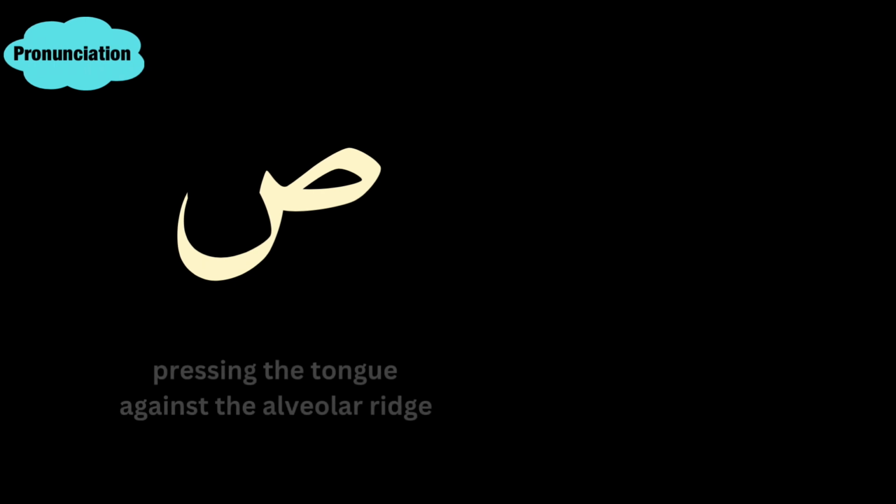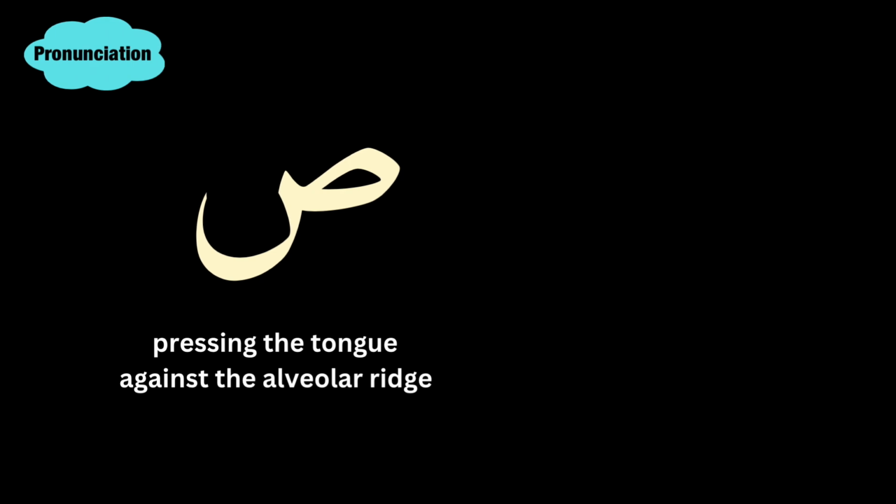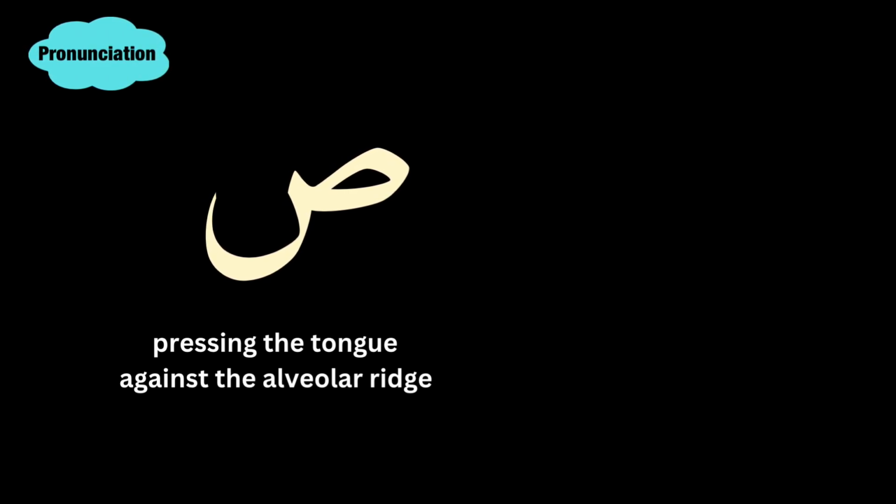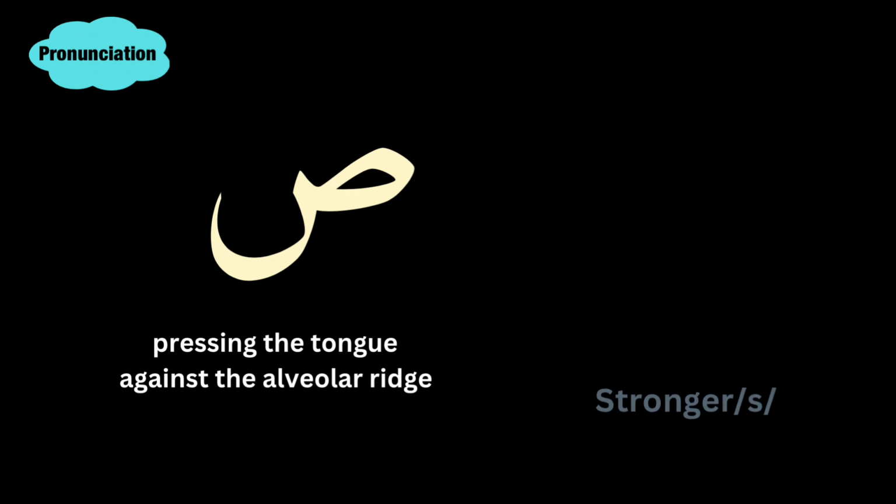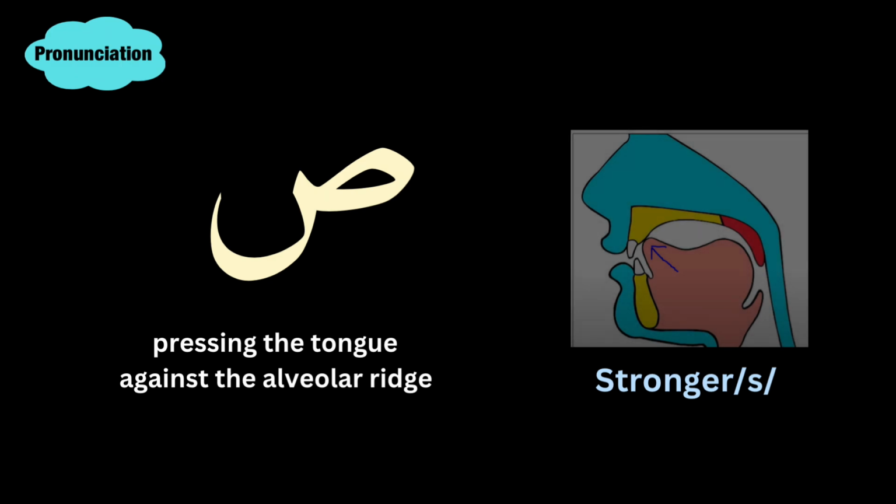So the first one is صاد, and the second one is ضاد. Now when we discuss the pronunciation or articulation of صاد, it basically comes from pressing the tongue against the alveolar ridge. The صاد is actually similar to the S sound, but it's kind of like a stronger S. Also, it's about the position of the tongue inside your mouth, as you can see in this picture.